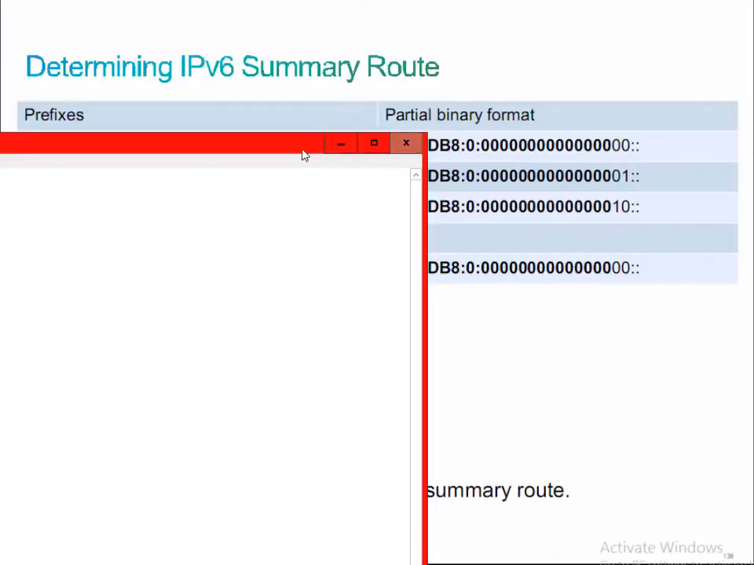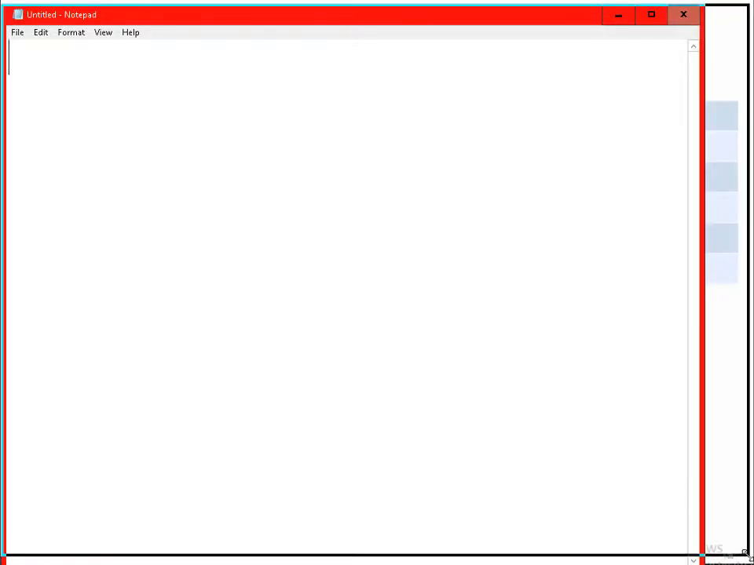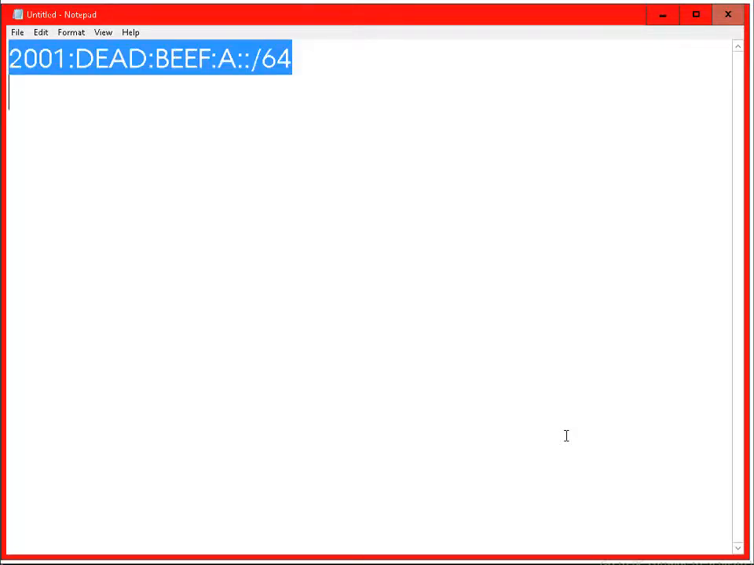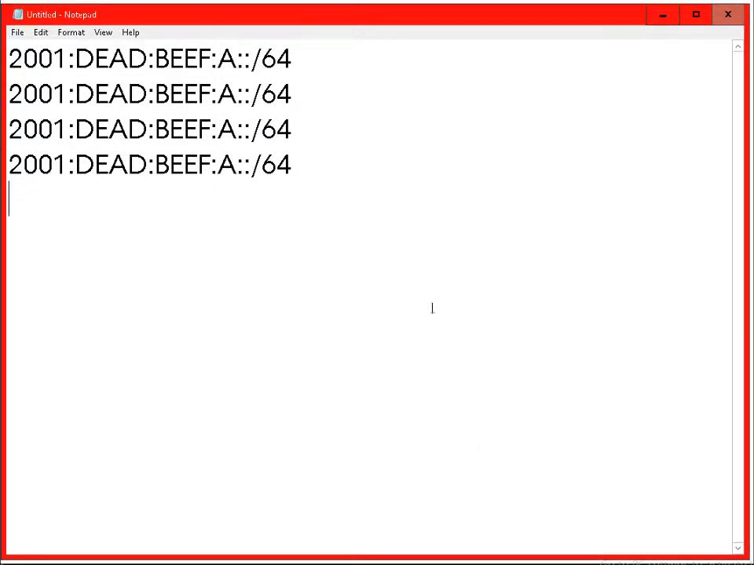All right. Let's go ahead and take a look at an example again. They do have one in the book here, but I want to demonstrate this concept again. Let's say I wanted to summarize 2001:DB8:A::/64 and B and C and E. So I want to summarize these 4 networks into a single summary.